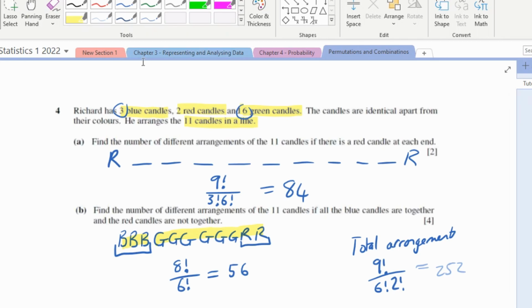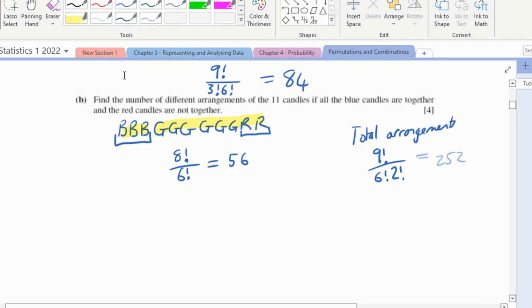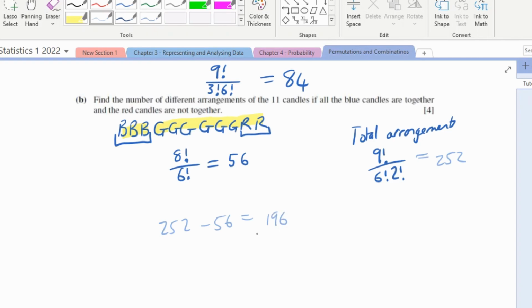Okay, and then the final step is to go, all right, then the ones where the reds aren't together should be 252. Take away the 56, which is giving us 196. Okay, so this is reds together, and this one's total arrangements. Okay. All right, so that was pretty much all of the stuff from March 2020.